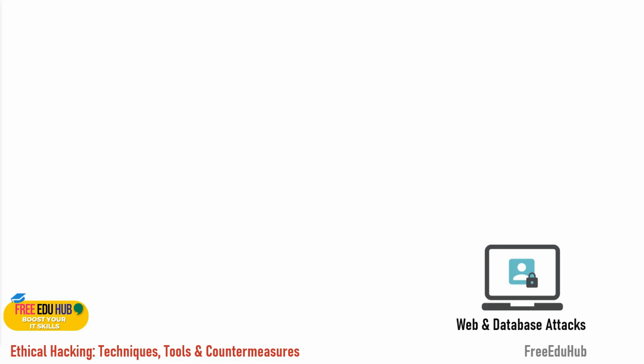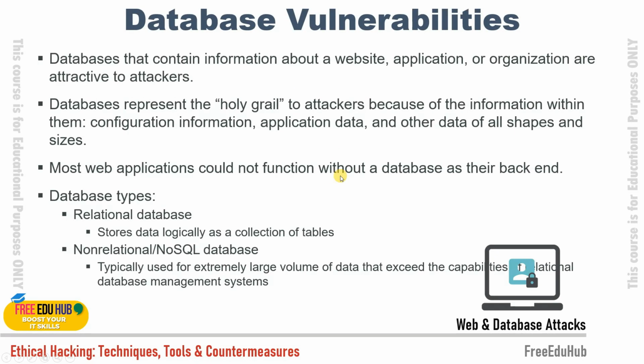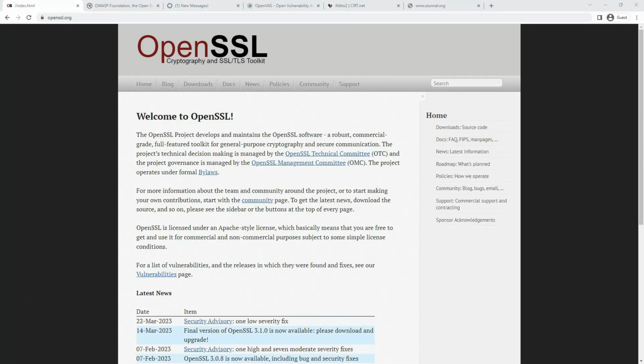Now we have the database vulnerabilities, but before that we'll have to see that there are lots of tools with the help of which you can check the overall security of the application that you are hosting on your website. For example, you can use OpenSSL. Now, as you can see, I have opened the OpenSSL website. It's an open source toolkit. It is used to implement SSL v3 and TLS protocols, etc. So you can get the details about that from here.